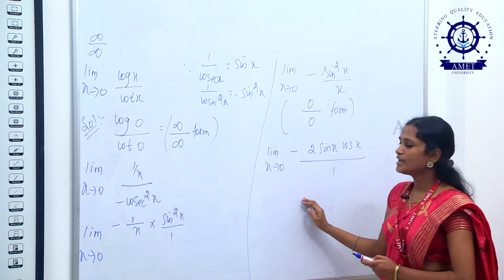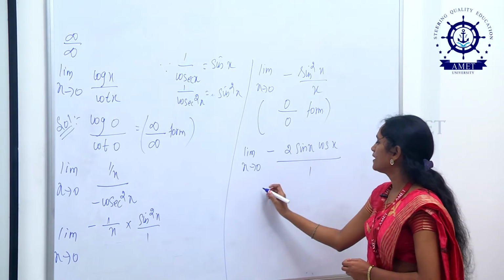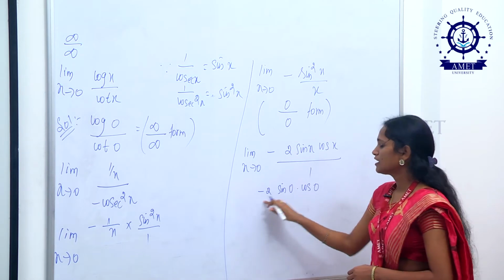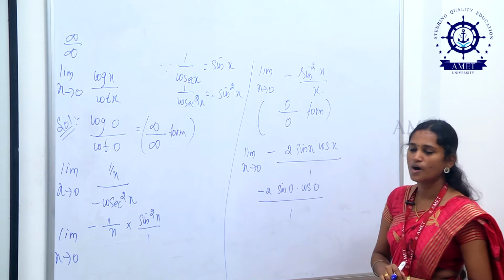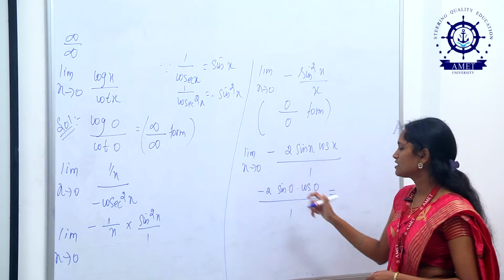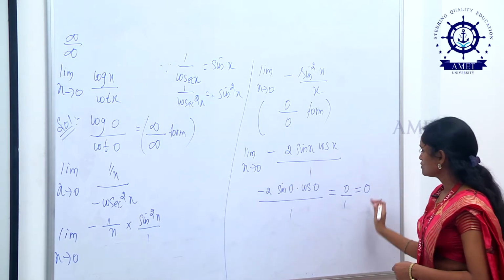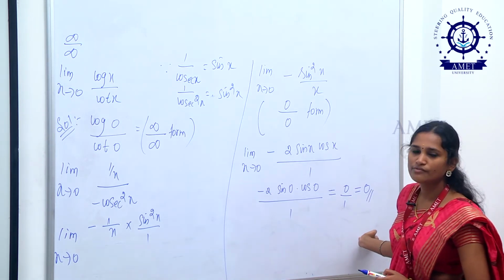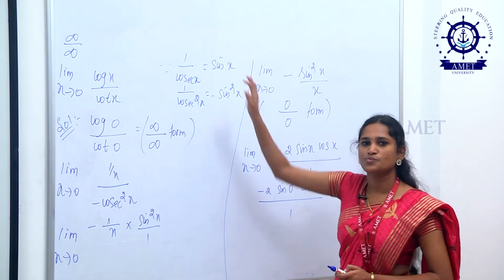Again substitute the limit value x equals 0 in the numerator and denominator. Numerator: minus 2 sin 0 into cos 0. In the denominator there is no x term, so it is 1. Sin 0 is 0, and 0 into anything is 0. So 0 divided by 1 is 0. So I got the answer 0. Here there is no 0 by 0 form or infinity by infinity form, so this is your final answer for the original problem.